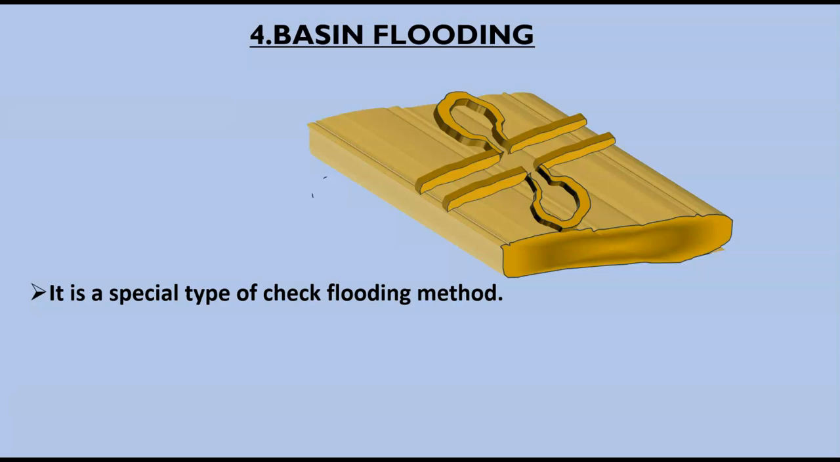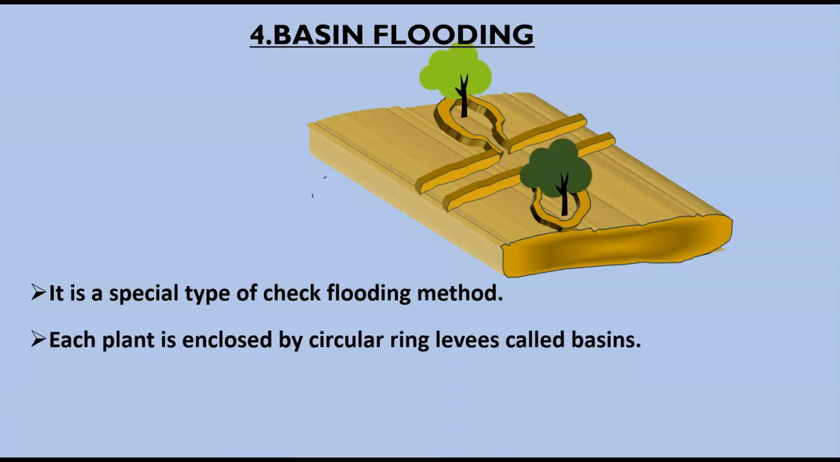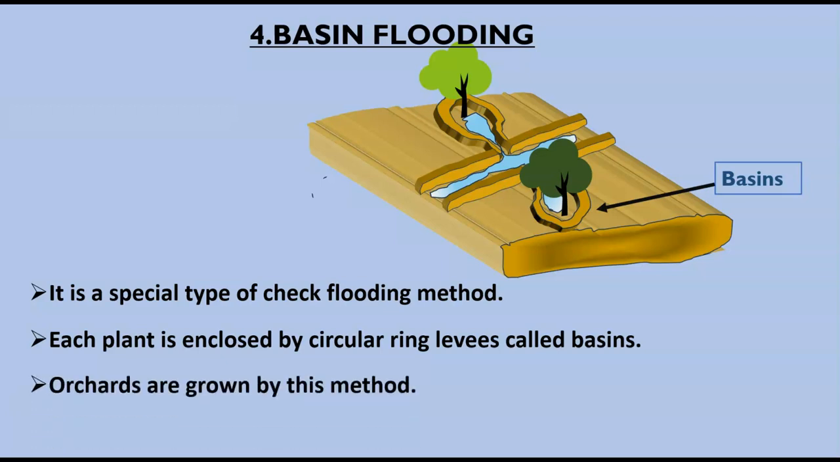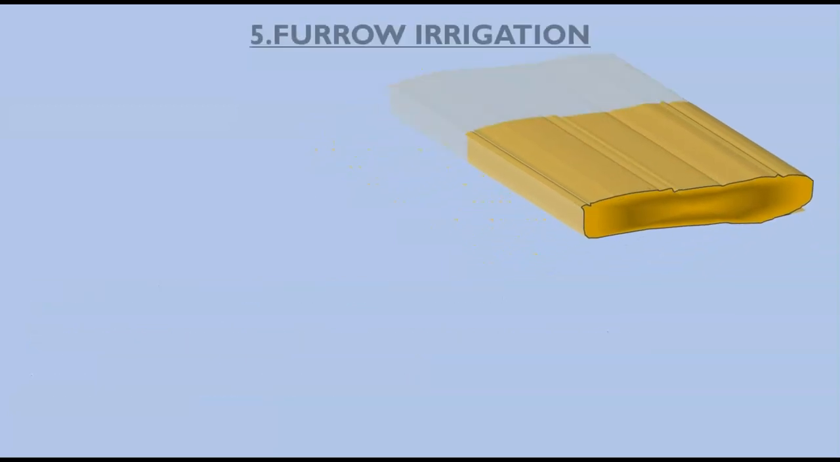Number 4, basin flooding is a special type of check flooding method, and each plant is enclosed by circular ring levees called basins. So these are basins, and the water is flowing between the basins. Orchards are grown by this method.